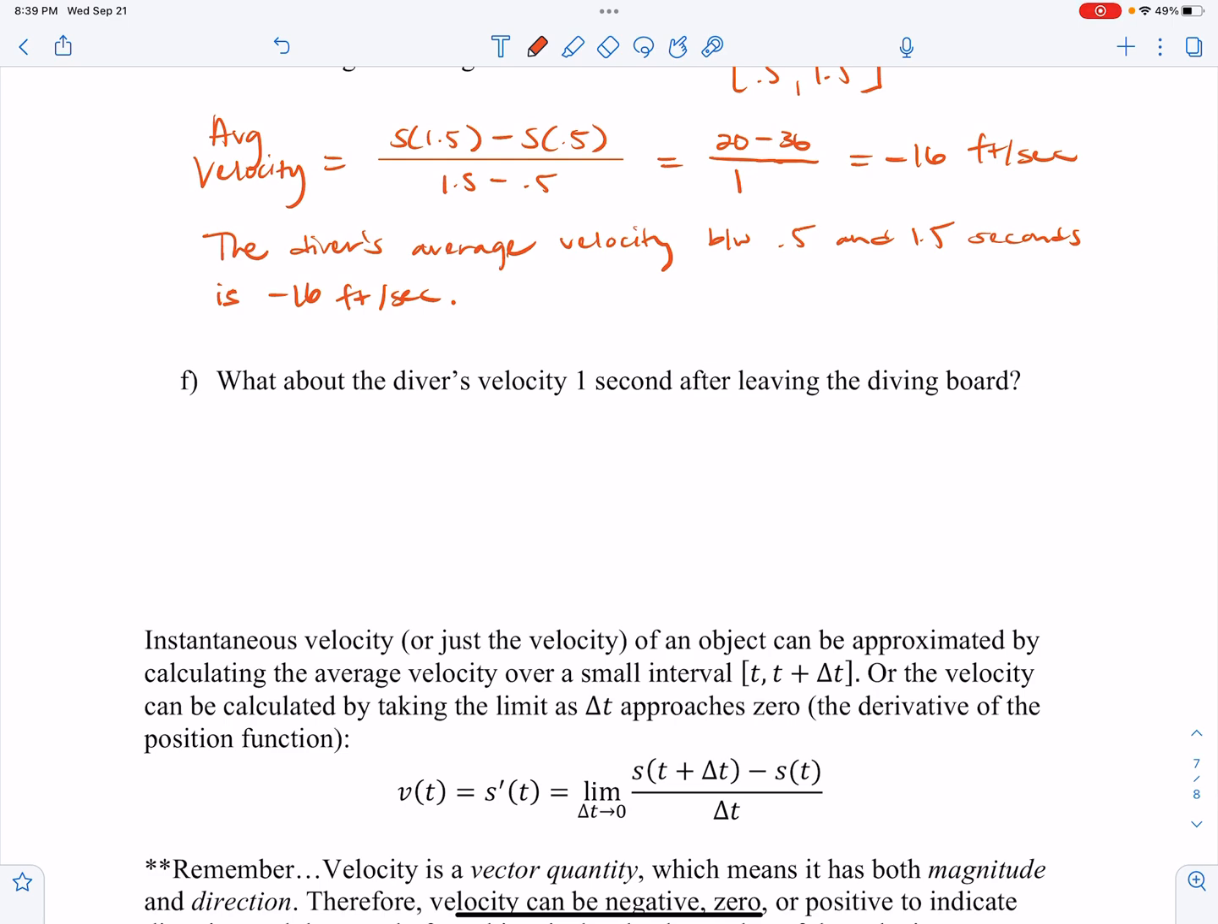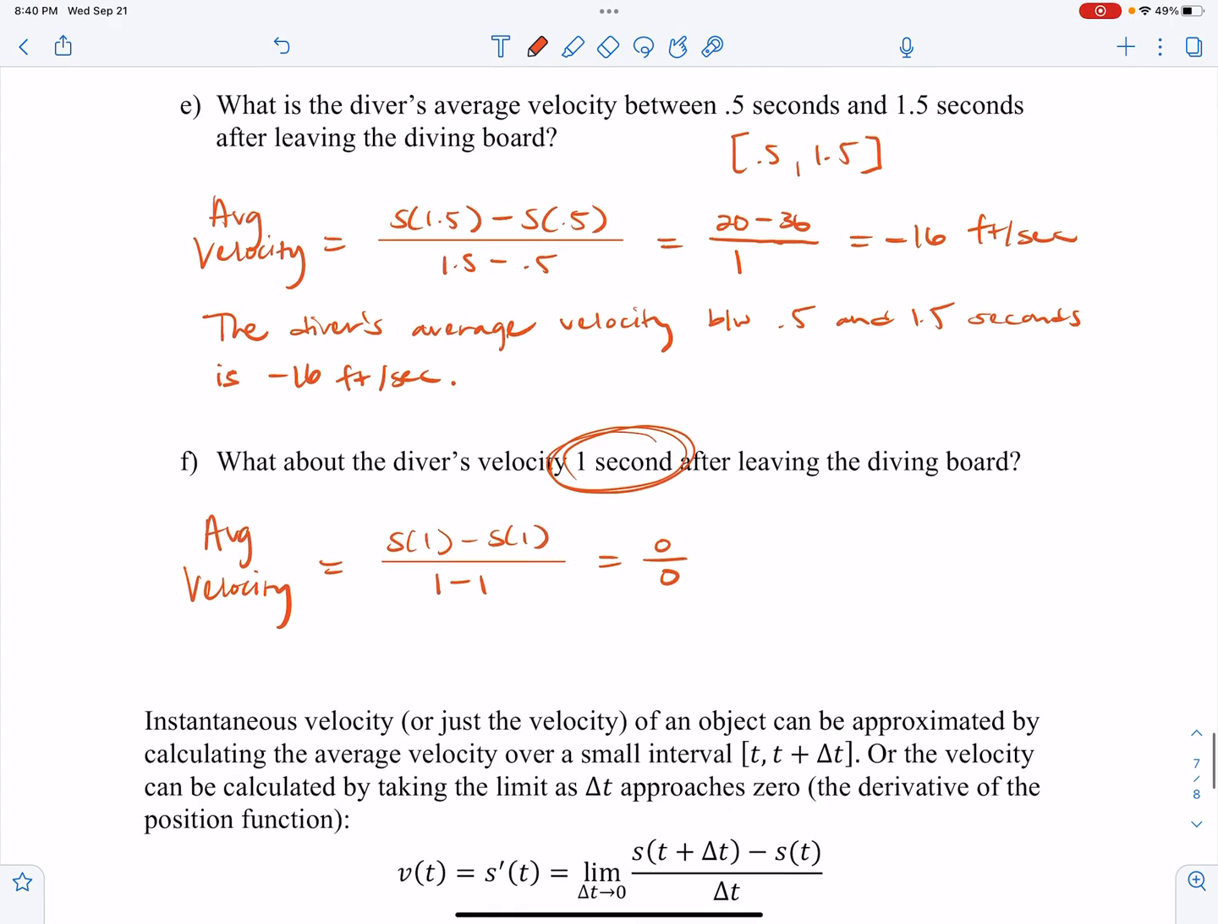What about the diver's velocity 1 second after leaving the diving board? That's not an interval of time. That's just at 1 second. And if we try and use our same strategy of calculating average velocity, we're going, okay, S of 1 minus S of 1 over 1 minus 1. Well, that's going to result in 0 over 0, which is not helpful. Indeterminate form.